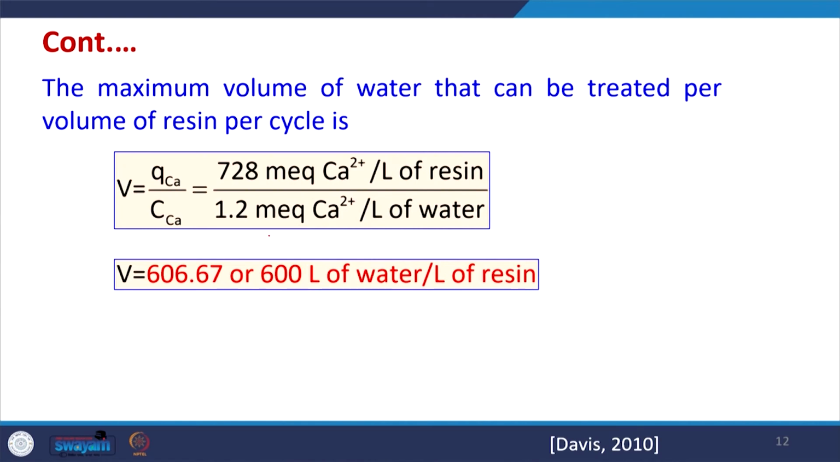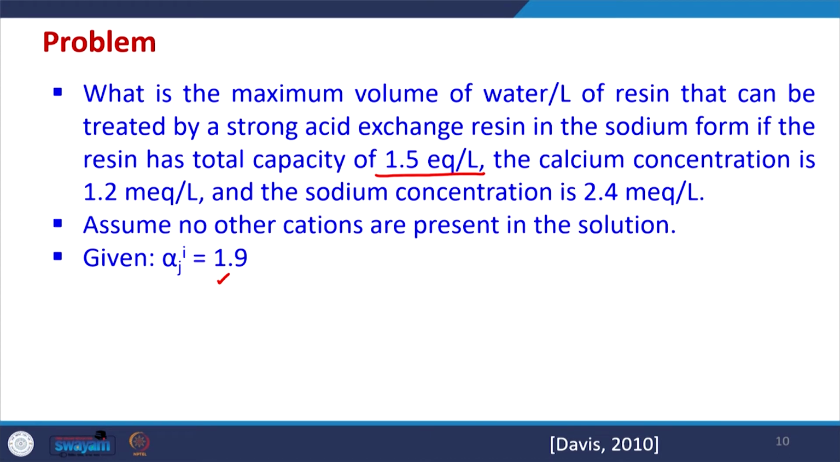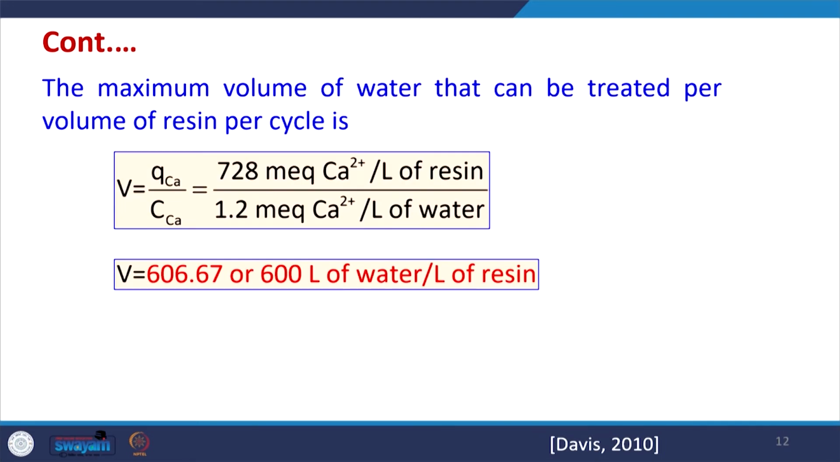Now, we have to find out the volume of water. The maximum volume of water that can be treated per volume of the resin per cycle will be obtained if we divide by 1.2 milliequivalent calcium per liter of the water, which is the concentration already present in the water. Using this, if we divide, we will find the liters of water that can be treated per liter of resin. So, it is like 600 liters of water.